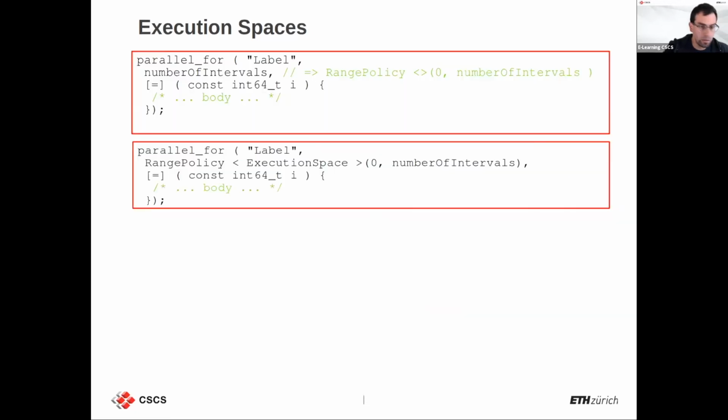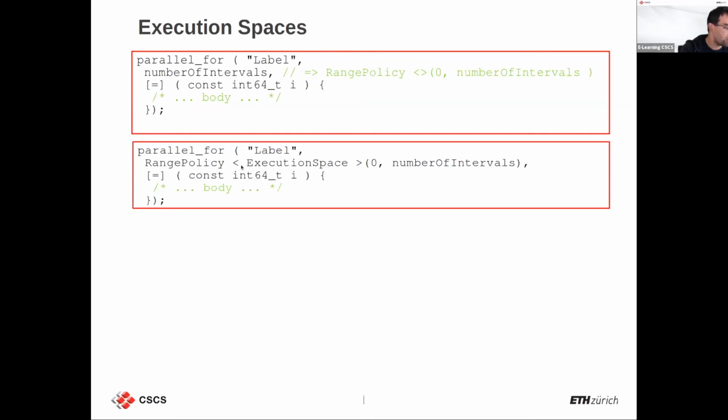So, these are the examples. Below we have the classical parallel for that we have seen before. In the upper part, we have the classical one where you have the parallel for with the label, the number of intervals, so our policy, and then the lambda. But actually, if we want to see in detail, this is not just the number of intervals; behind it there is a range policy which has a template. In this case, we didn't fill in the template, and therefore it is using the standard range policy.